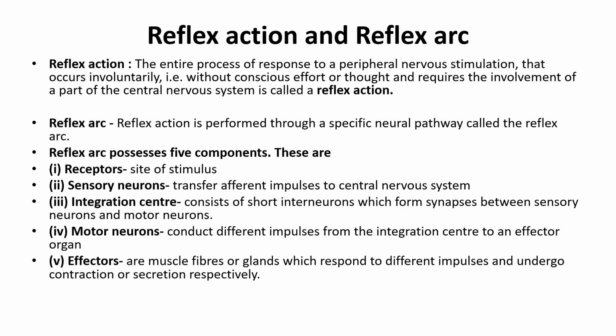The components are total 5. First is receptors, that is the site of stimulus. Second, sensory neurons, which transfer afferent impulses to the central nervous system. Then the integration center, which consists of short interneurons that form synapses between sensory and motor neurons. Fourth is the motor neuron, which conducts efferent impulses from the integration center to the effector organ. And effectors are muscle fibers or glands which respond to the impulses and undergo contraction or secretion respectively.